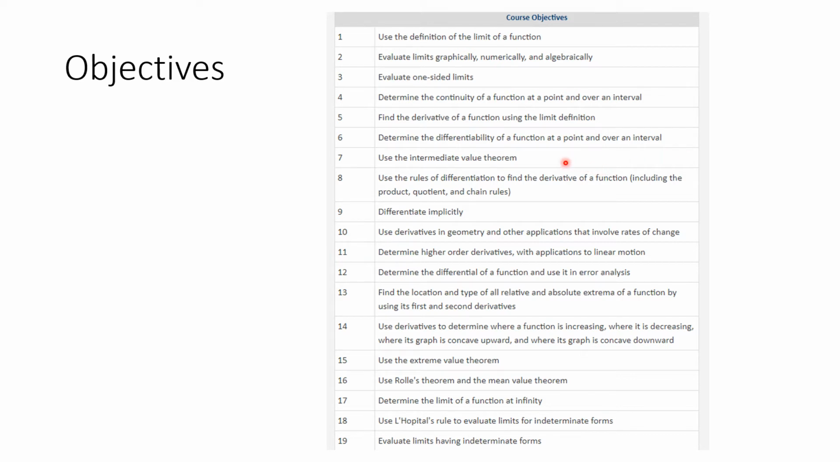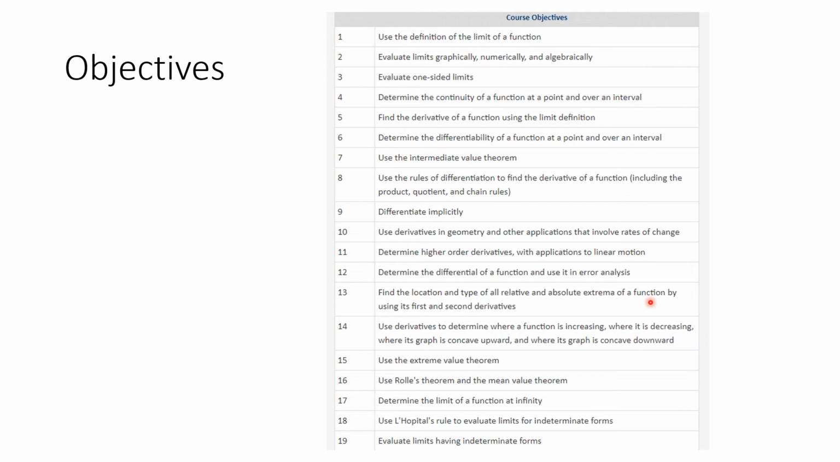We'll talk about the intermediate value theorem, and we'll have rules for differentiation to find the derivative of a function, including rules called product, quotient, and chain rules. We'll learn about differentiating implicitly. We'll use these derivatives in geometry and other applications involving rates of change. We'll determine higher order derivatives with applications of these to linear motion. We'll determine what's called the differential of a function and use it in error analysis, also in approximation.